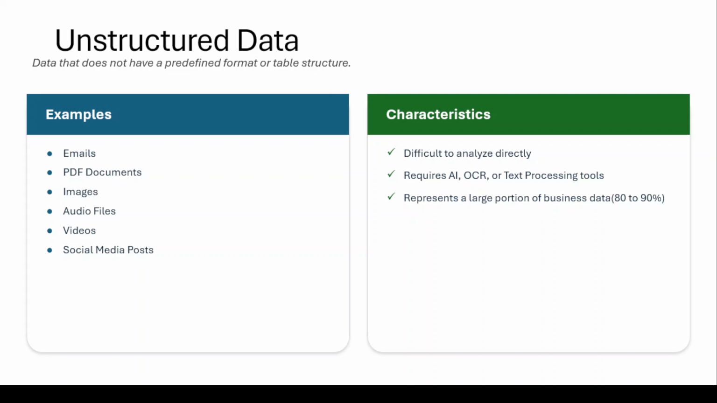Unstructured data is data that does not have a predefined format or table structure. It has no structure, like emails, PDF documents, images, audio files, videos, social media posts. The characteristics of this type of data: it is difficult to analyze directly and requires AI, artificial intelligence, OCR, or text processing tools. It represents a large portion of business data, about 80 to 90% of data is unstructured.